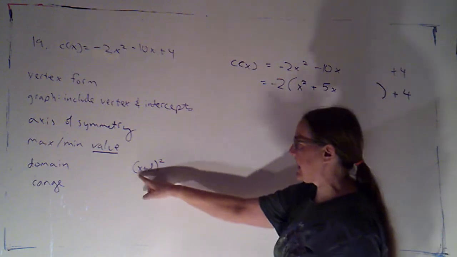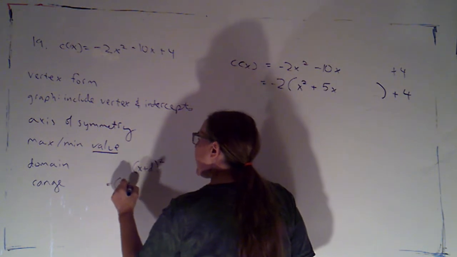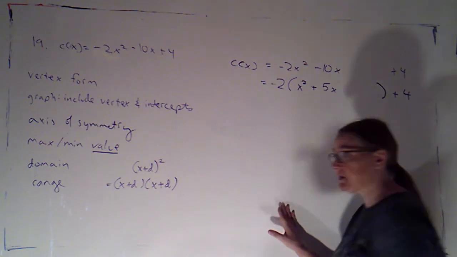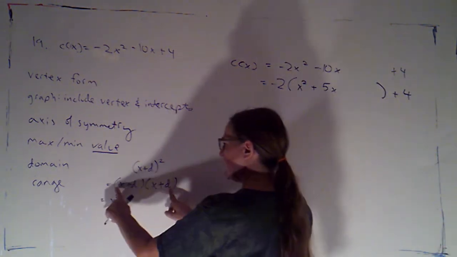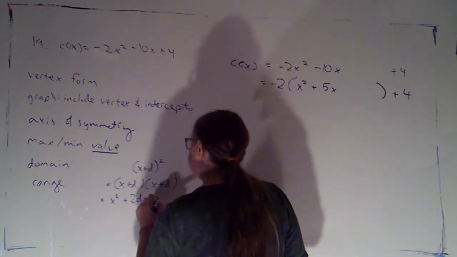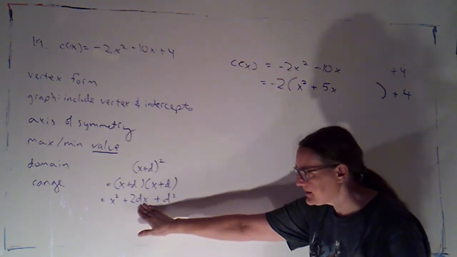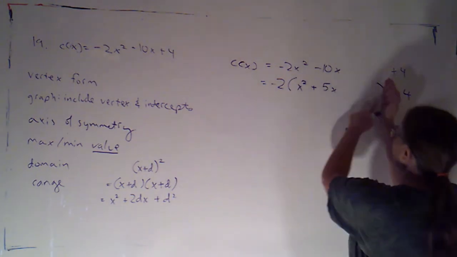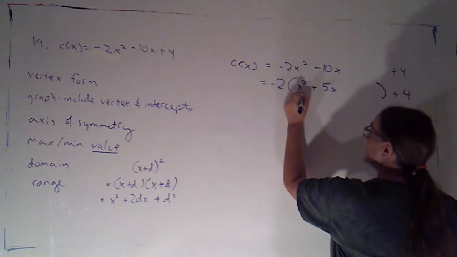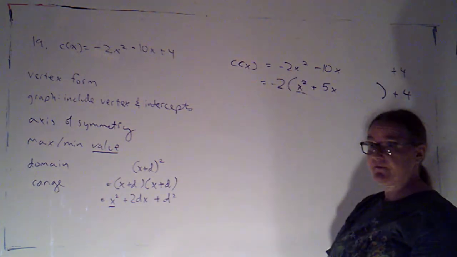I usually just write that as x plus d, some unknown number d, quantity squared. Remembering that that means I've got two factors of x plus d that I would FOIL out. And when I FOIL that out, the outsides and the insides give me two copies of d times x. So x squared plus 2 times some number times x plus that number squared is what I want to have inside of the parentheses. I'm already partway there. By factoring out the negative 2, I made it so that my first term matches, so that inside the parentheses I just have one copy of x squared.